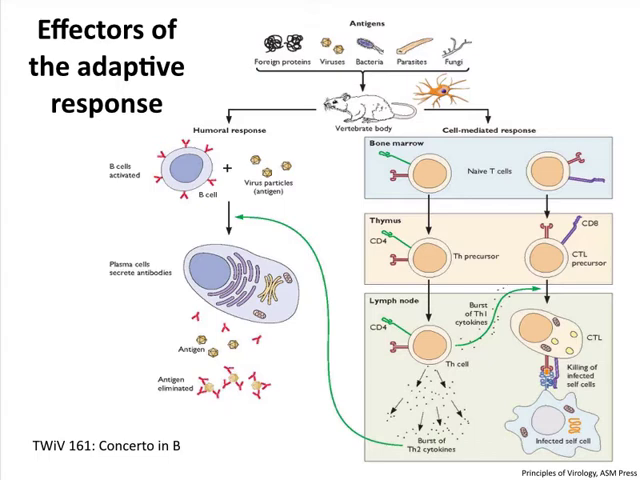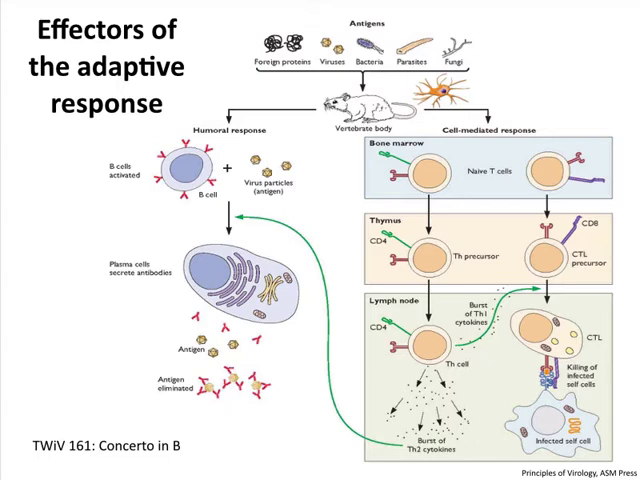When the antigen is recognized as foreign by a CD8 cell, the CD8 cell proliferates and matures into a cytotoxic T lymphocyte, which will then go out into the circulation and find infected cells and lyse them.